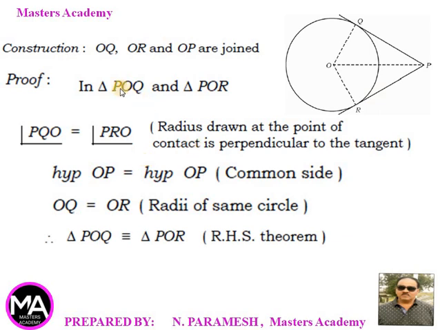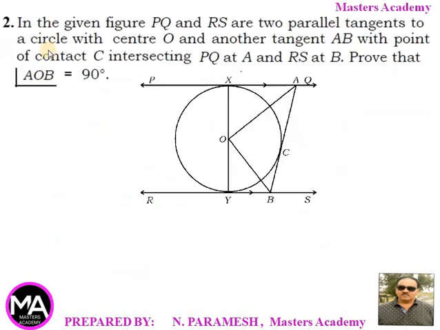Therefore, triangle POQ is congruent to triangle POR. Reason, right angle hypotenuse side theorem. Therefore, PQ is equal to PR.